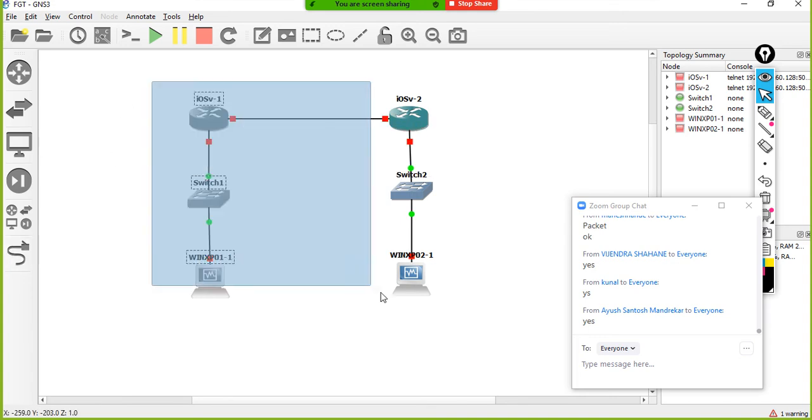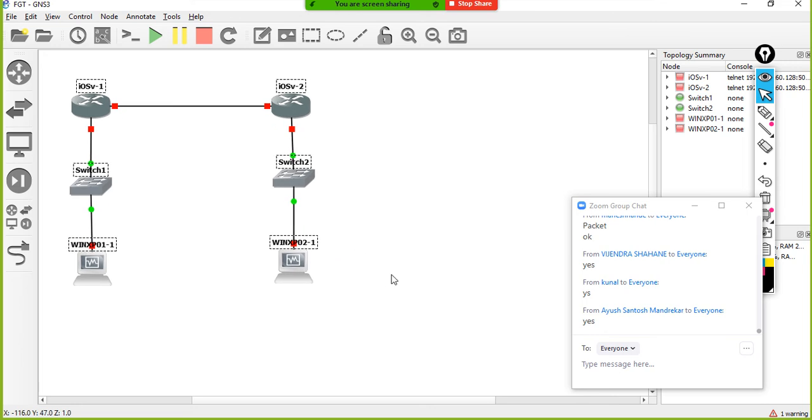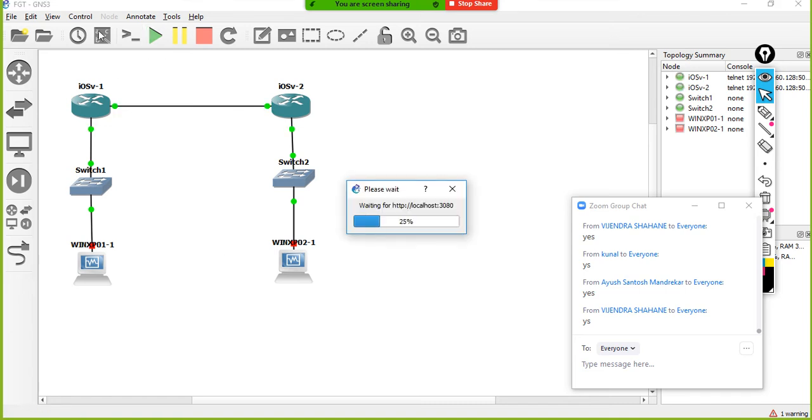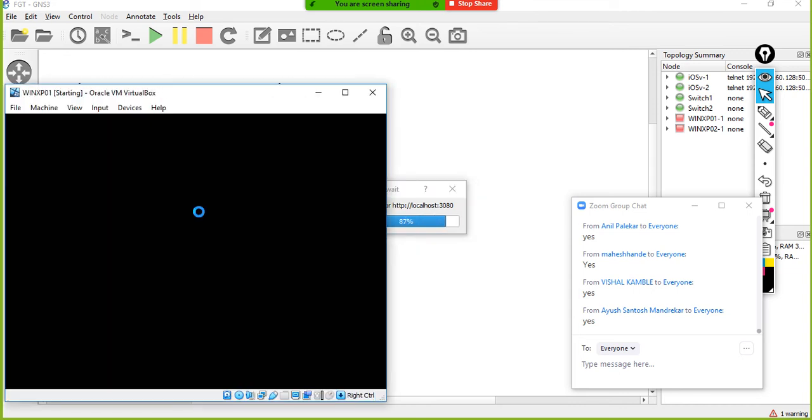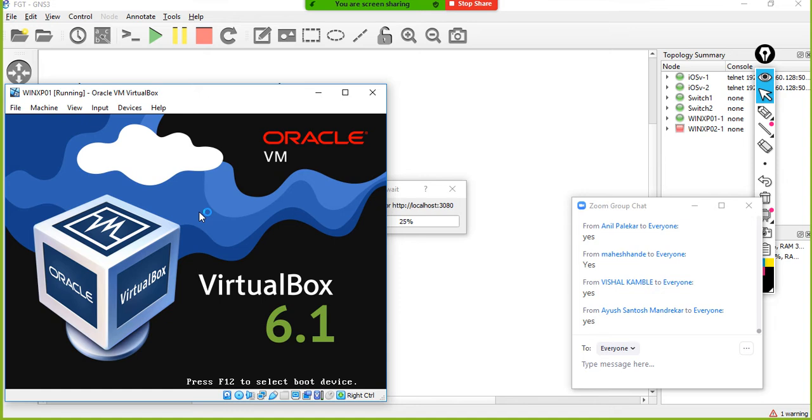Right. Guys, everybody understand the topology? Is it clear for you guys, everybody? Yeah? Right. See, the Windows XP is going to come up now.